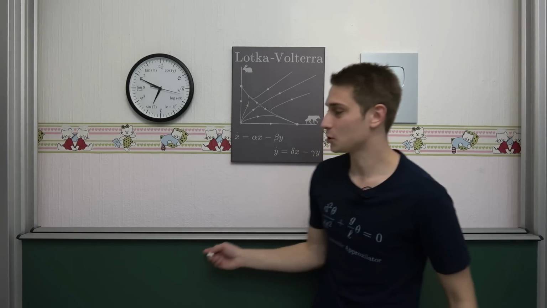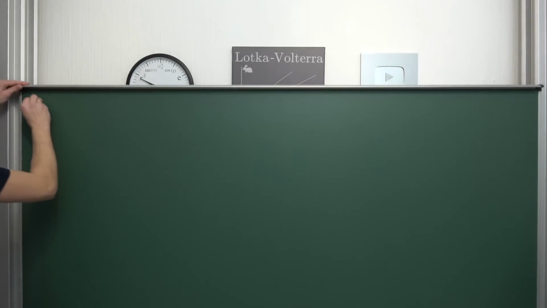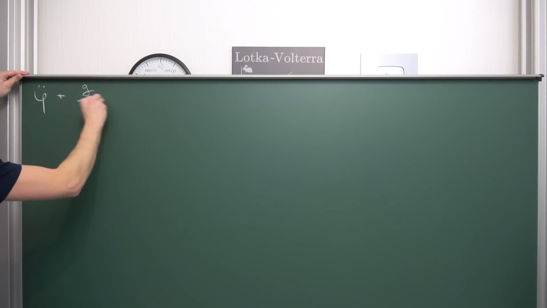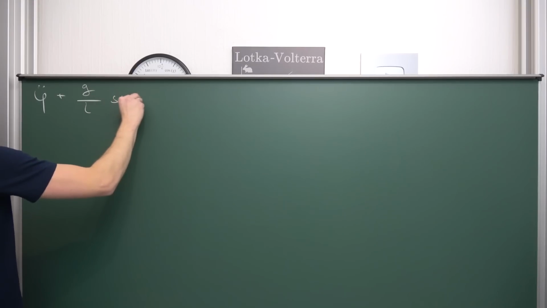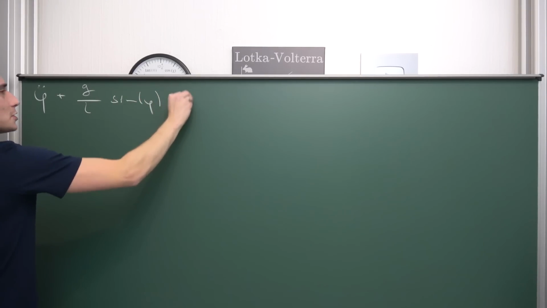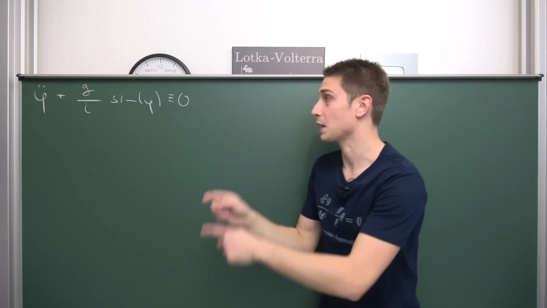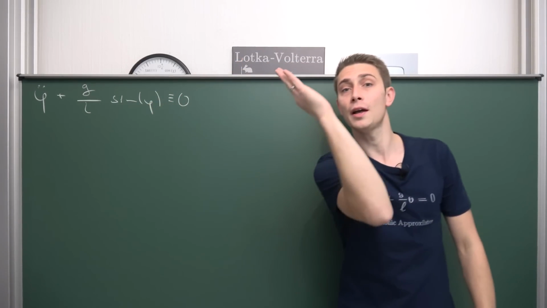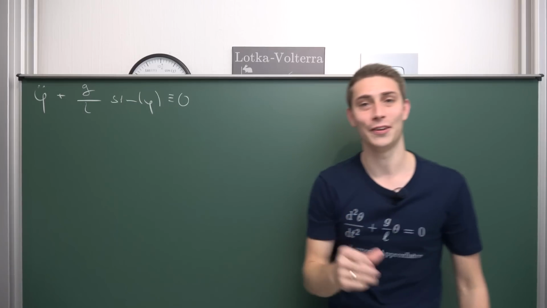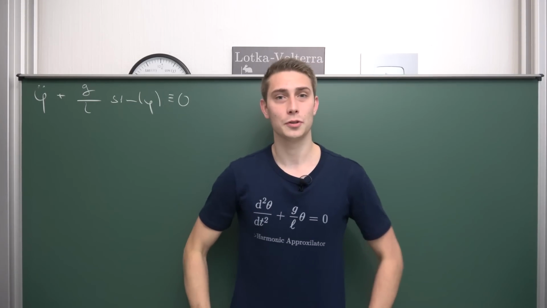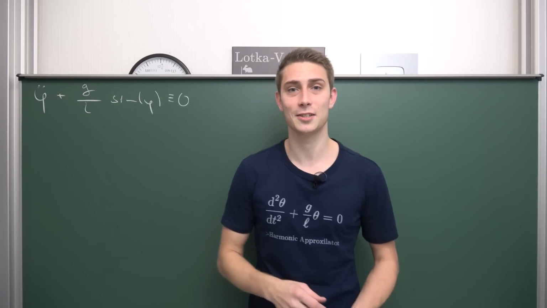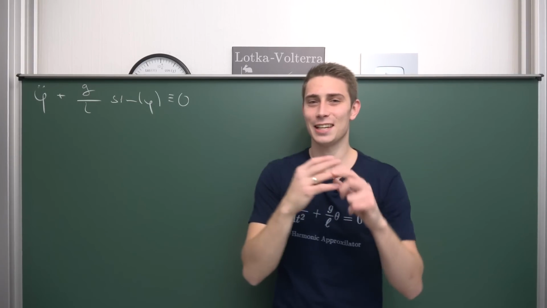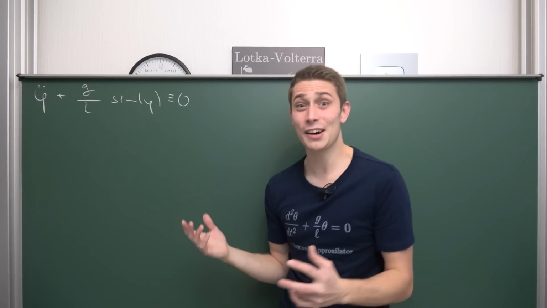And the system we are going to talk about is the following one, namely phi double dot plus our boy g divided by L times the sine of phi is equal to 0. You might recognize this as a differential equation which describes the motion of a simple pendulum swinging around. And we are going to turn this into the harmonic approximator today, because this right here doesn't really allow for a very nice solution, and using Laplace transforms is even harder on this thing.